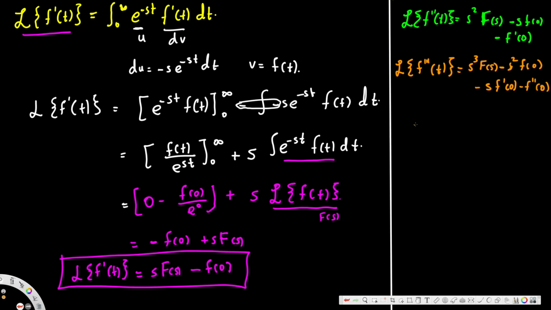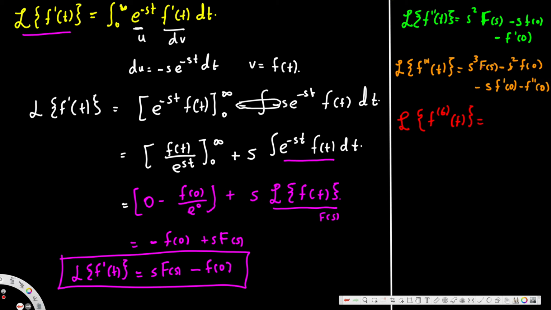So you can see the pattern right here. And let's look at the fourth derivative. Let's write it with a different color. Okay, let's say we have fourth derivative. We have seen second, third. Now let's look at some other one, sixth derivative. So let's say we have f sixth derivative of t.